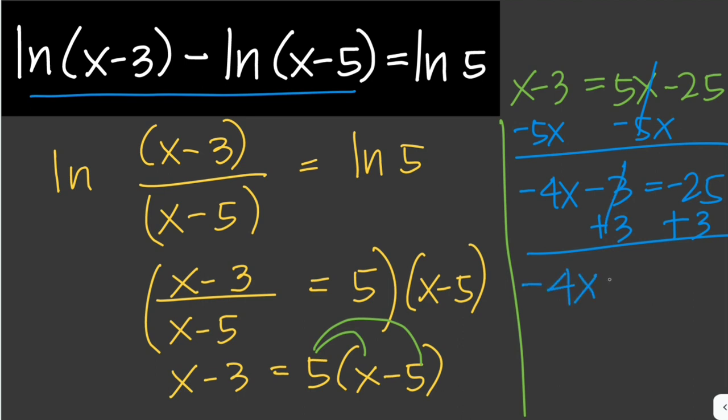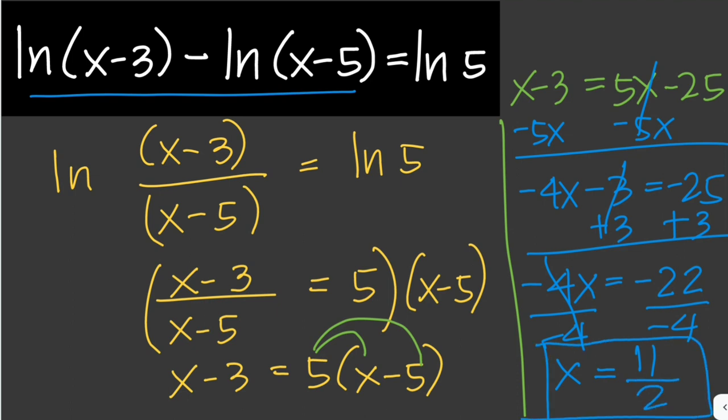So this is -4x equals -22, and then we divide both sides by -4. Therefore x is just equal to... both the numerator and denominator here are divisible by 2. So we can just divide them by 2. So our answer here is x equals 11 over 2.